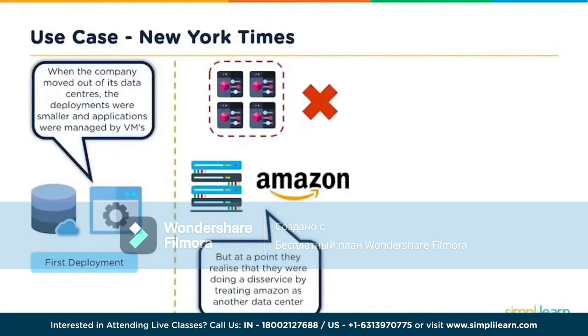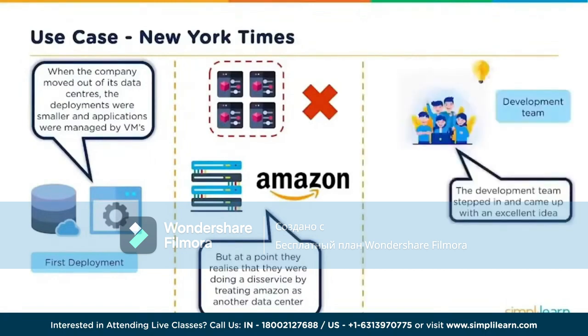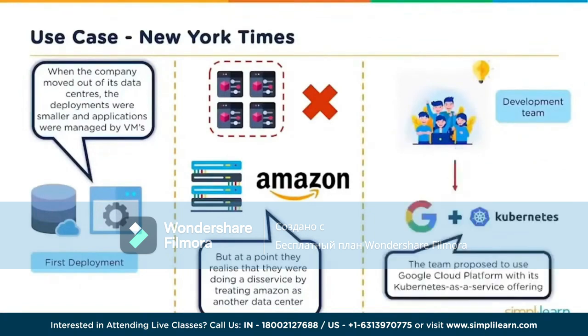However, their first step of using the cloud, and this is, I think, typical for a lot of companies, is that they treated the cloud-hosted provider in the same way as they would a data center. And at some point, they realized they had to make a change. And this is where the development team came in and said, look, how about we stop thinking of our solutions as a data center, even though they're being run in Amazon, and start thinking of them as cloud-first solutions. And so what they proposed and what they ended up doing was using Google Cloud Platform with Kubernetes as a service to provide greater efficiency.